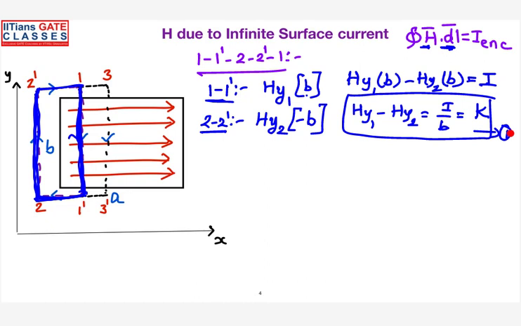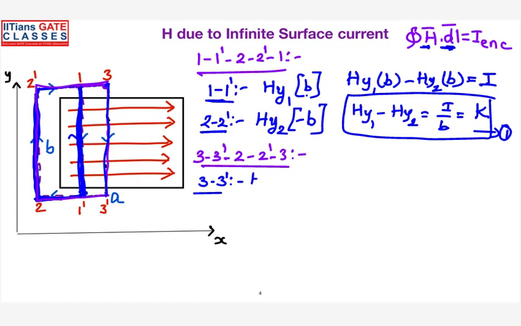Now, I will write the same thing by creating the loop 3 prime, 2, 2 prime, and again to 3. So this time I was going down, coming here, and again here. So this is the loop I was considering. In the same fashion, what will happen when you are moving from 3 to 3 prime? I was assuming whatever the magnetic field from 1 to 1 prime will be different when you are moving from 3 to 3 prime.